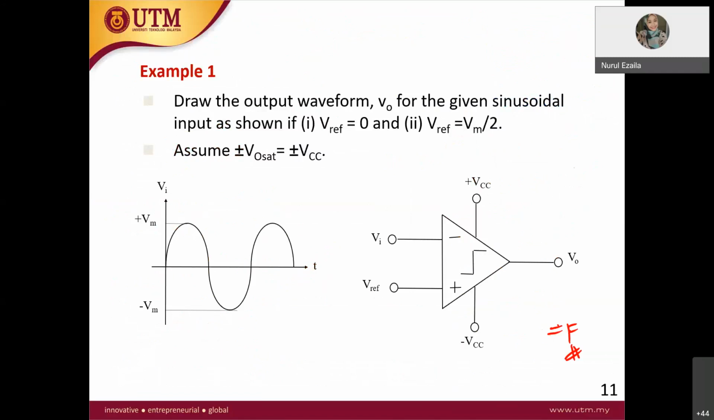So this example shows how to draw the output waveform. In order to draw the output waveform, you need to find the V out. Given the sinusoidal input is Vm, and V reference equal to 0 and V reference equal to Vm over 2, assume that V out is equal to plus minus VCC. Let me copy for a while.